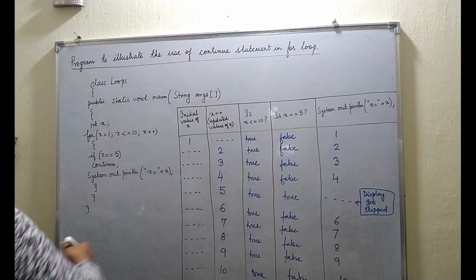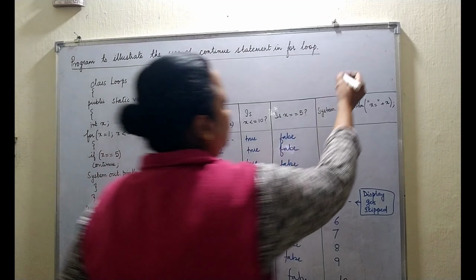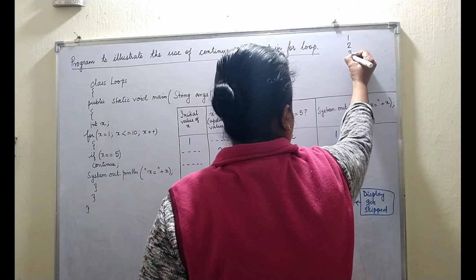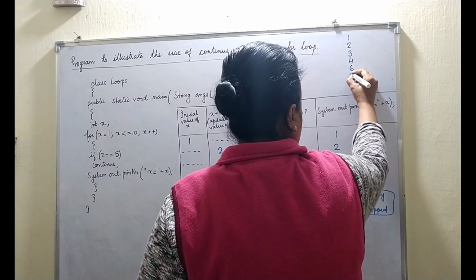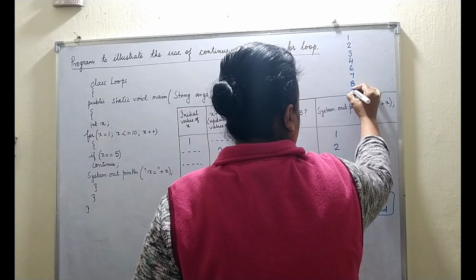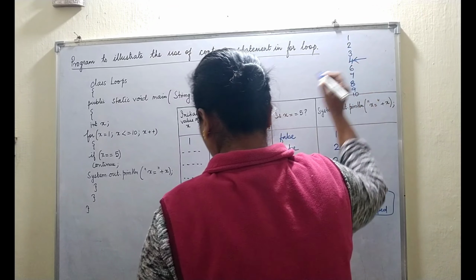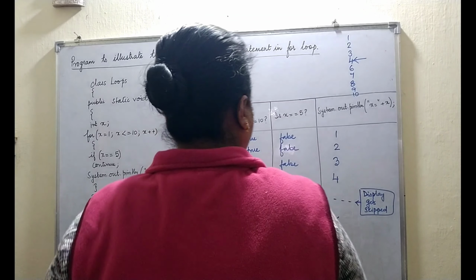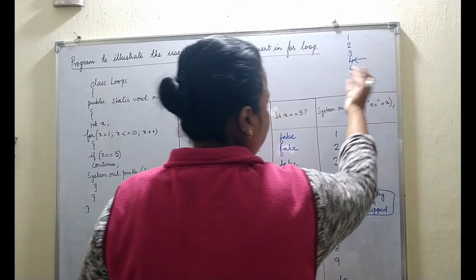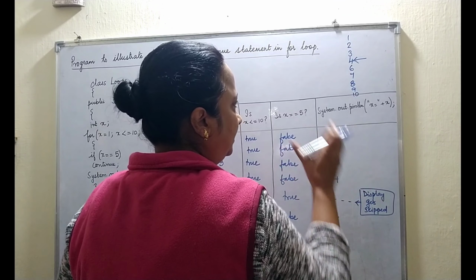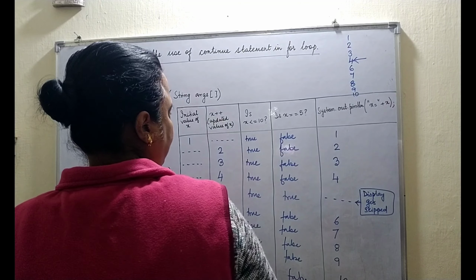So what is the output of this particular program? It will print 1, 2, 3, then 4, 5 it will not print, then 6, 7, 8, 9 and 10. So when the value of x is equal to 5, it will skip the printing part. That is, it will not print x equals 5. When it reaches that particular value, it will skip the printing part.